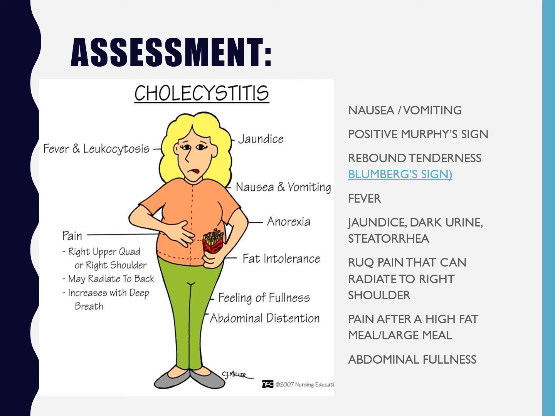If our person has an extensive obstruction, we may see jaundice. We may see dark urine as well.